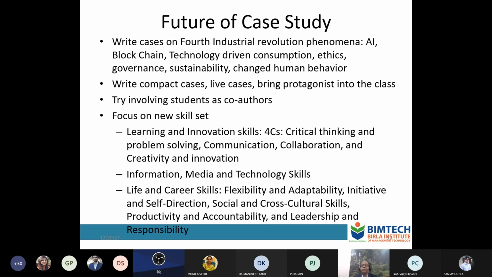Earlier, we were focused only on problem solving and decision making. They are still there. They are part of your critical thinking. But if you can write with an information background, media background, or technology background, it will be better. Or if you can create a situation where the career and life skills are challenged, that will be even better. So that's all.